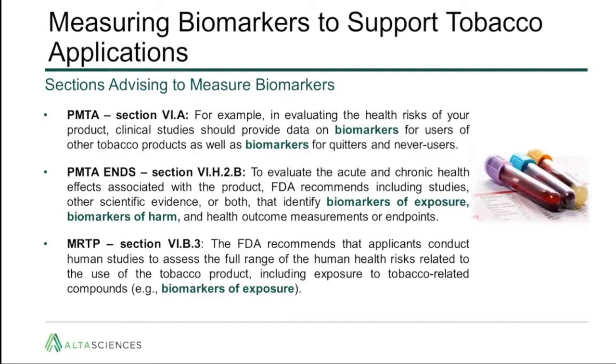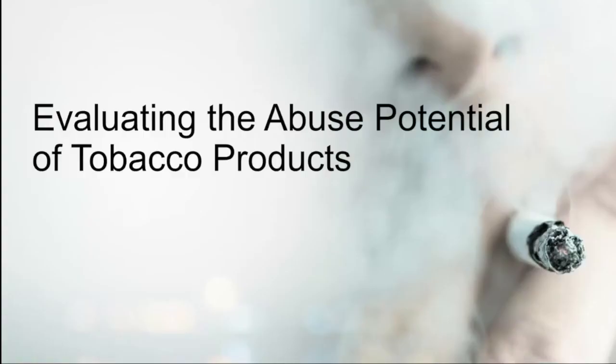There are also sections in all of those guidances that address the need to measure biomarkers, and we'll go into more detail about what type of biomarkers we're looking at, not only nicotine exposure, but biomarkers of harm or exposure. So we'll be talking about that, and that applies to all tobacco products, including the ENDS and the MRTPs. So we'll talk about first the evaluation of abuse potential and how that's done in a clinical setting for tobacco products.